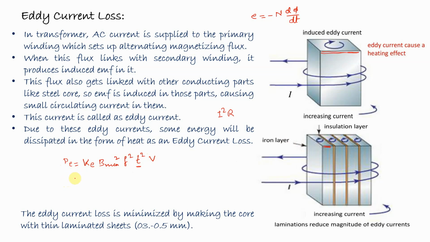The thin laminated sheets basically used to create the core generally have a thickness of 0.3 to 0.5 mm. This is the thickness of each laminated sheet. So in this way, eddy current loss can be reduced.